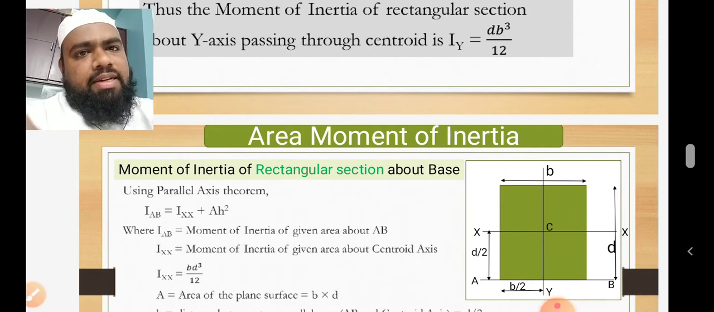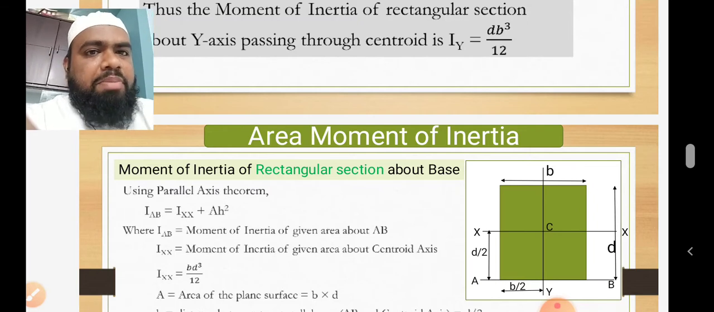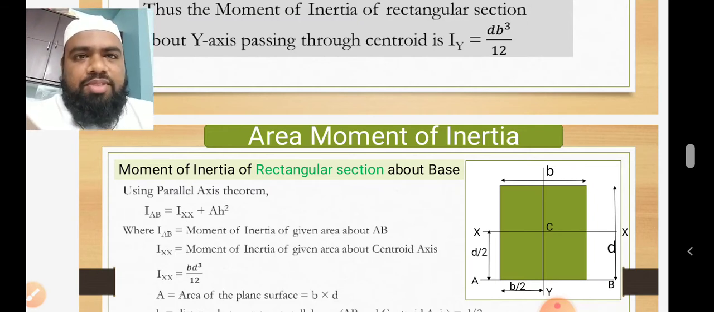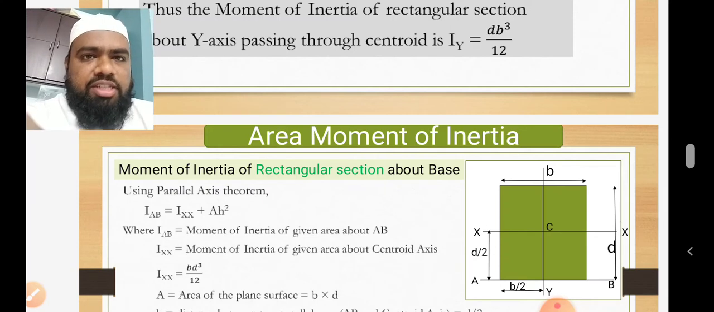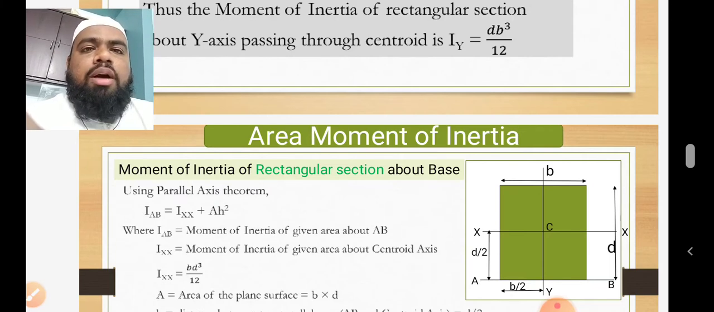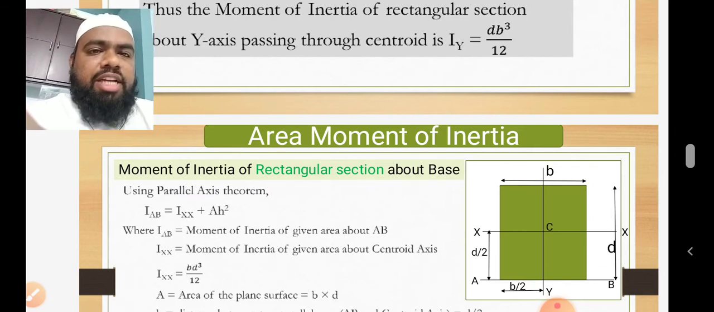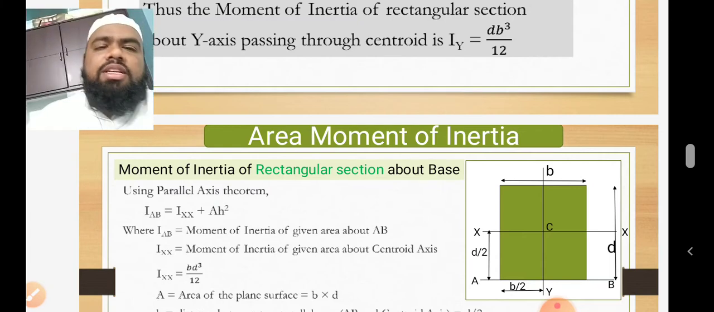We discuss the area moment of inertia only and the rectangular section only, but here the axis will change. As I told you, in every video I'm saying that moment of inertia is always calculated with respect to an axis. It may be the x-axis, the y-axis, or any other reference axis. It means for finding moment of inertia, an axis is compulsory. So we have found the moment of inertia of a rectangular section about the centroidal axis.